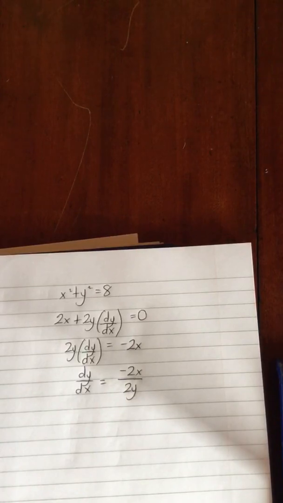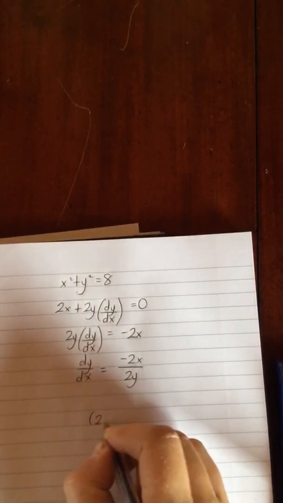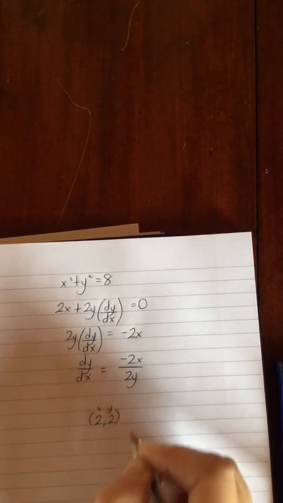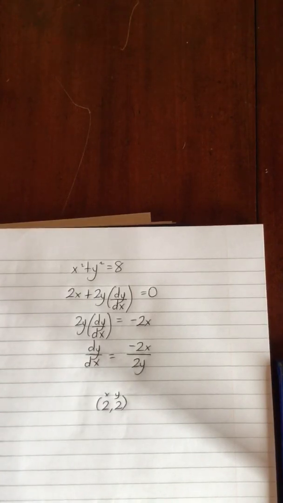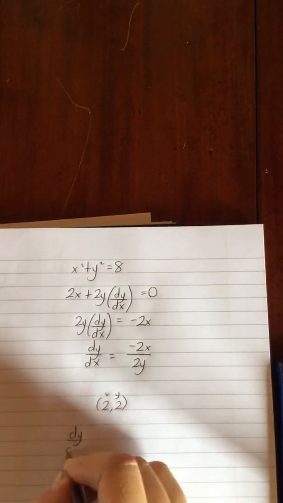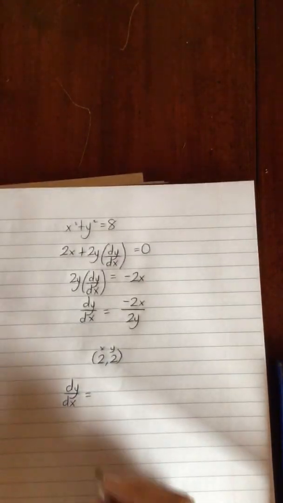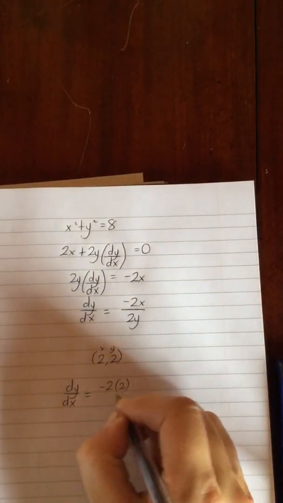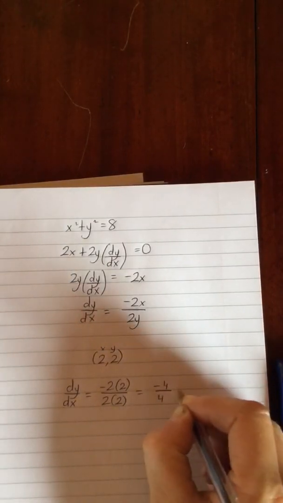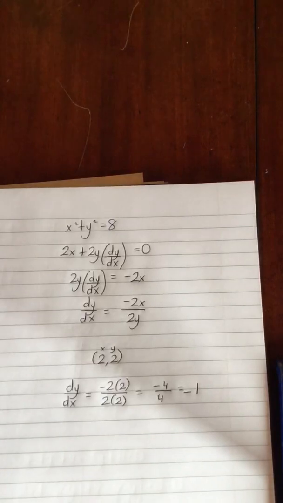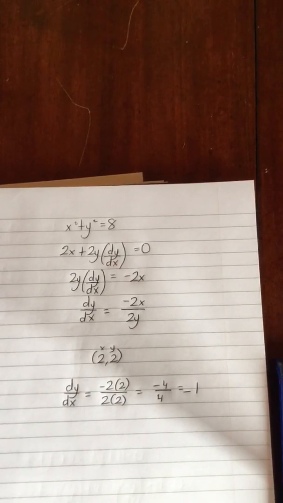And now they want me to find the slope of the tangent to the curve at the point 2, 2. So if they're looking for the point 2, 2, this is my x coordinate and this is my y. So I want to sub my x coordinate in for x and my y coordinate in for y. So that means dy dx is going to equal minus 2 by 2 over 2 by 2, which will be minus 4 over 4, which will be minus 1. So I can say that the slope of the tangent to the circle at the point 2, 2 is minus 1. Okay, and that's really important.